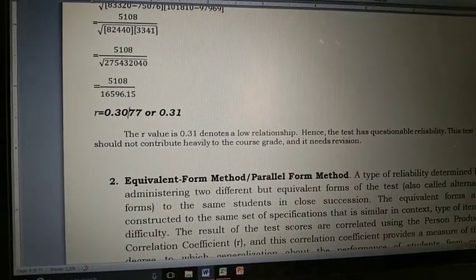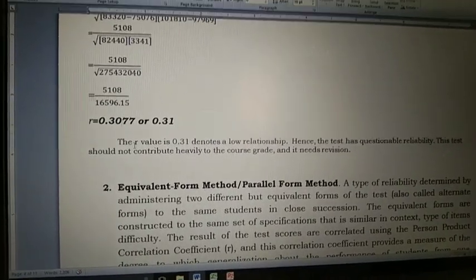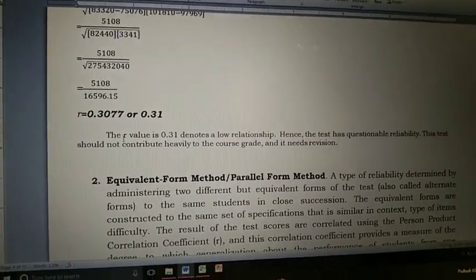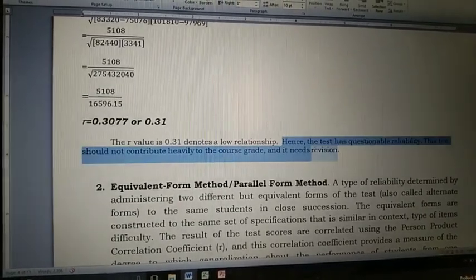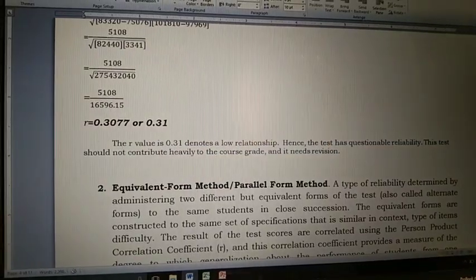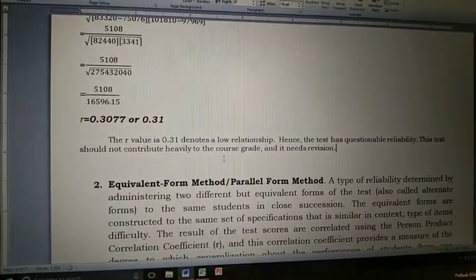So the r value, we have here the interpretation. The reliability value is 0.31, which denotes a low relationship. Hence, the test has questionable reliability. This test should not contribute heavily to the course grade and it needs revision.